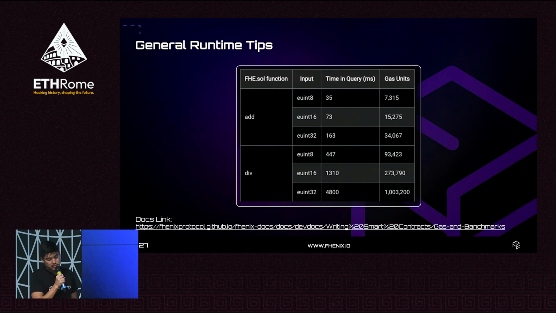So, general runtime tips if you run into block overflows or anything when you try to build on Fhenix. Just remember that the operations you do are going to make a difference. For example, dividing two numbers, all things held equal, is going to be more computationally expensive than adding two numbers. And also the bit length makes a difference, such as adding two 8-bit numbers is going to be cheaper than adding two 256s, right?